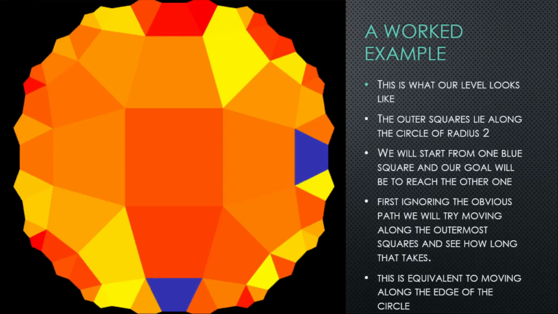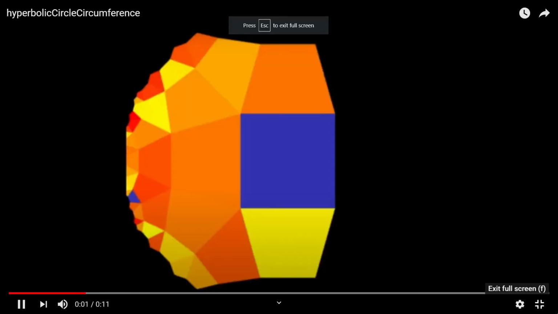This is what our level looks like. The outer squares lie along the circle of radius 2. We will start from one blue square and our goal will be to reach the other one. First, ignoring the obvious path, we will try moving along the outermost squares and see how long that takes. This is equivalent to moving along the edge of the circle.